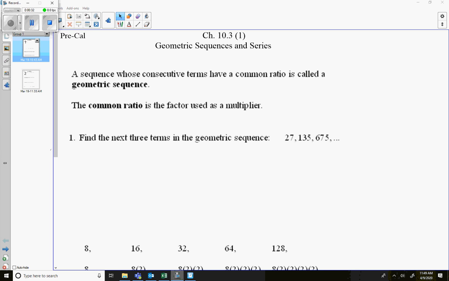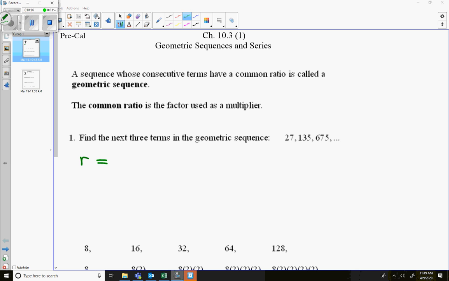Basic difference: a geometric sequence is where the consecutive terms have a common ratio. Something is being multiplied. So find the next three terms in the geometric sequence 27, 135, 675. This is no longer arithmetic. There's not a common difference. There is something being multiplied by the 27 to get to 135, and multiplied by that to get to 675.